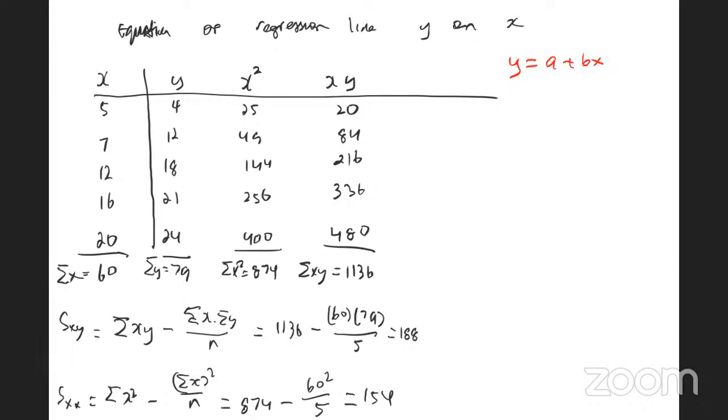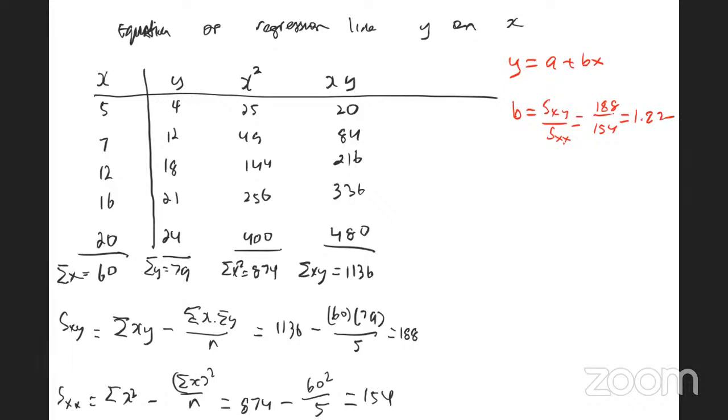So b is equal to Sxy over Sxx. So that's 188 over 154. 188 over 154 is 1.22, right? I'll even choose significant figures, right?